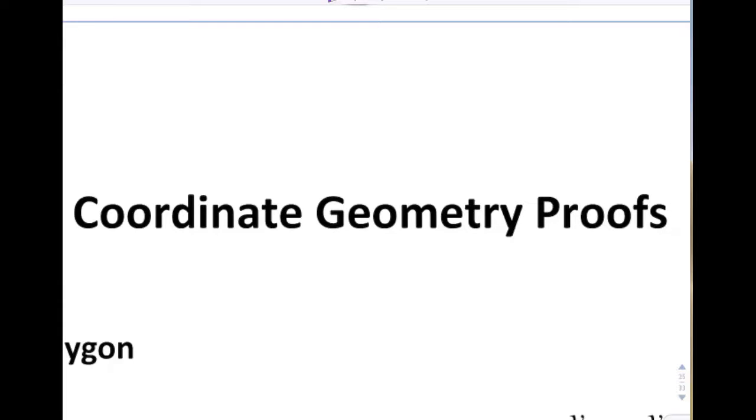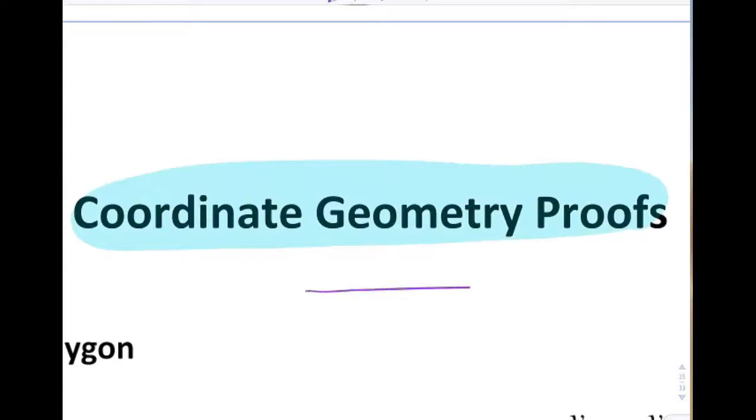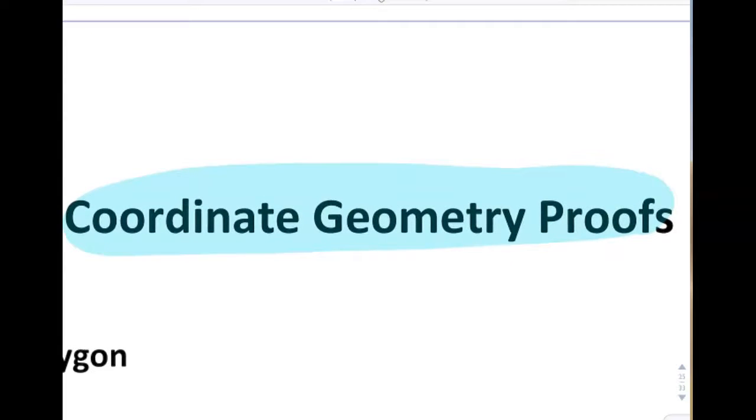So the next step is to move into actual coordinate geometry proofs. And when you see the word proof, in this case, we're not talking about statements and reasons like we learned with side angle side and similarity proofs and all that. This is a different type of proof. It doesn't look like that at all. You're actually going to like this one quite a bit better, probably.